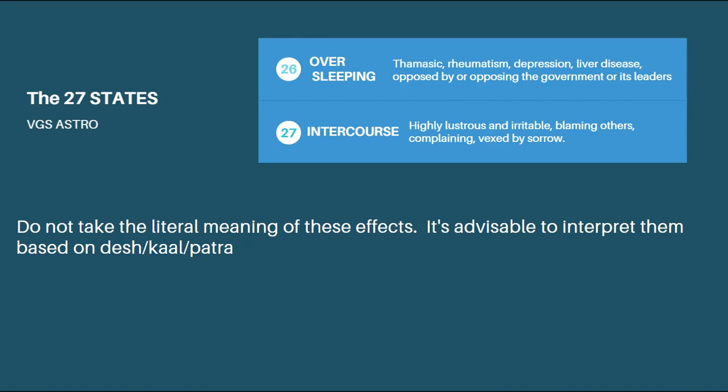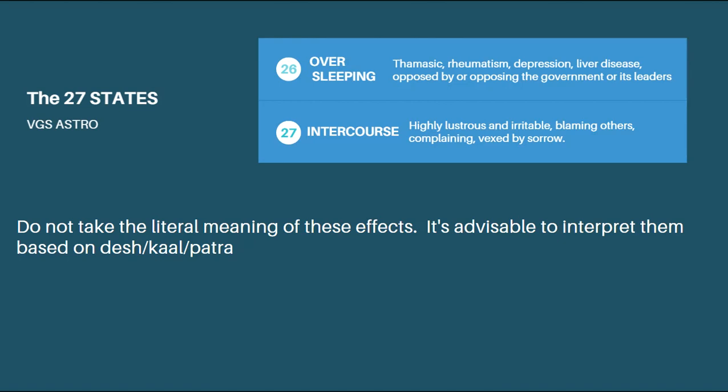to come to terms with reality itself, to accept and embrace the change, instead of blaming people or blaming the government or its leaders. It's just what it is, and you've got to find a way to move on with your life. And that's all for today. This is just my 2 pence on the states of the planet. And do not take the literal meaning of these effects. It's advisable you interpret them based on Desh, Kal, and Patra.